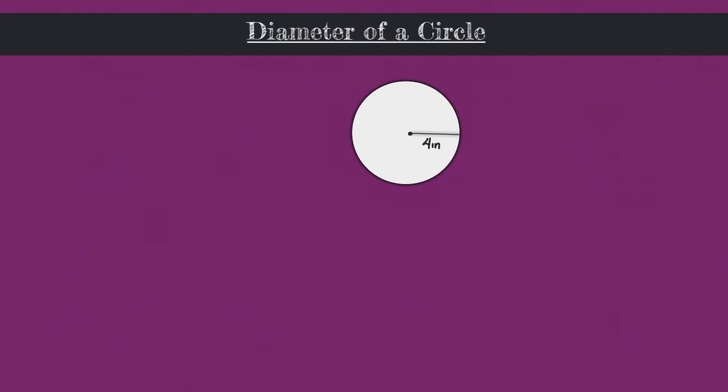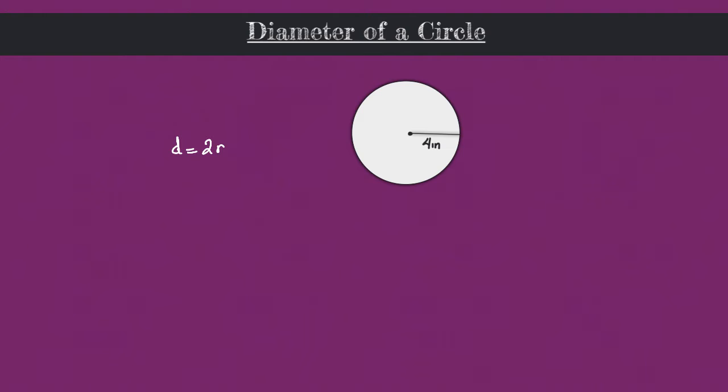Let's move on. The diameter of a circle. Now, we know that the radius and diameter are related. The radius is half of the diameter, so that means the diameter is twice the radius. And we wrote that formula down earlier. So diameter is equal to 2 times the radius.